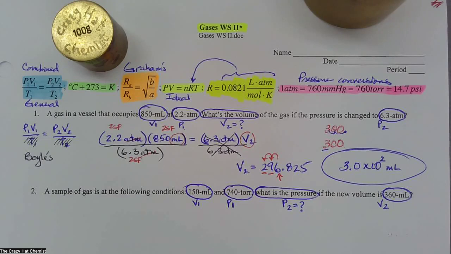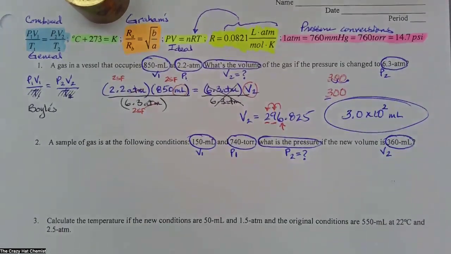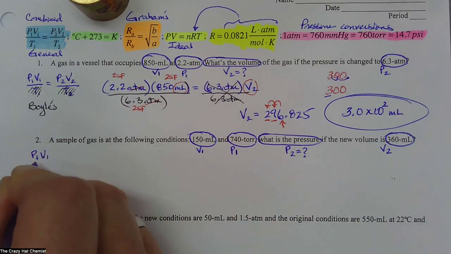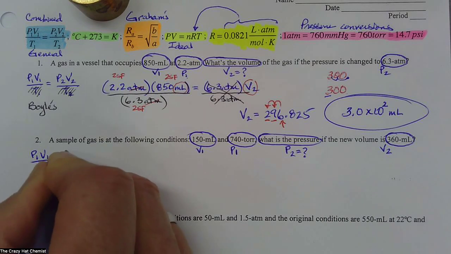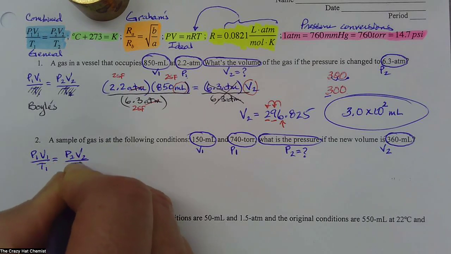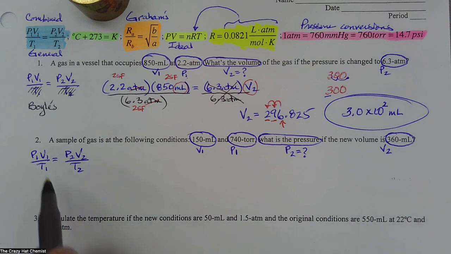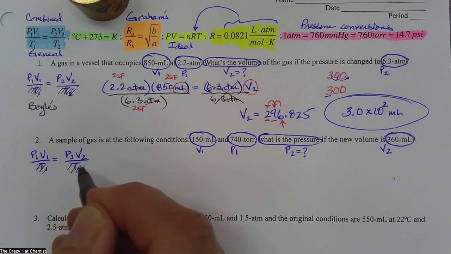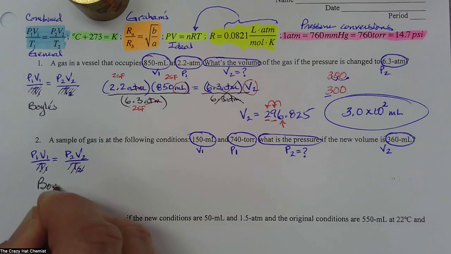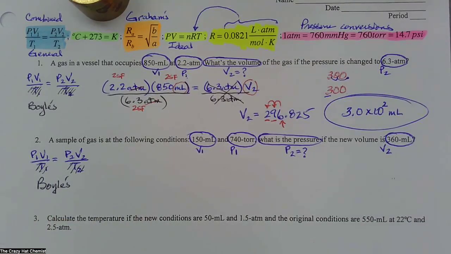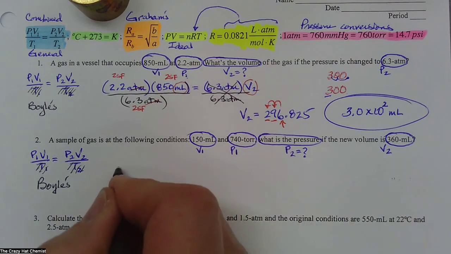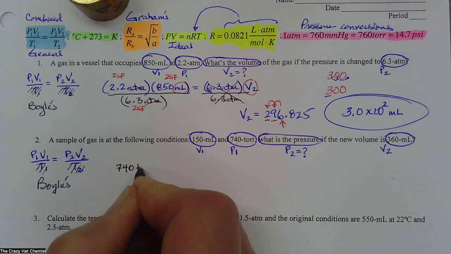So just like what we did before, we're using the combined gas law. I'm going to slide this on up so I give myself a little bit more real estate on this page. So I've got P1 V1 over T1 is equal to P2 V2 over T2. And just like on the previous problem, there is no mention of temperature in this problem. So I'm going to cancel out the temperature because it's being held constant. And then this is actually a Boyle's law problem. So let's plug in these numbers. P1 is actually equal to 740 torr.